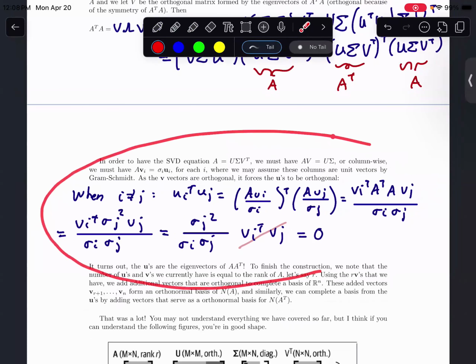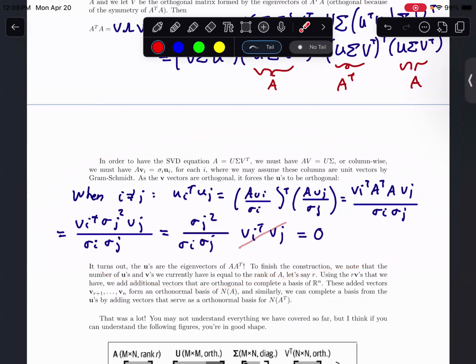Okay, any questions about this derivation, any step of it?